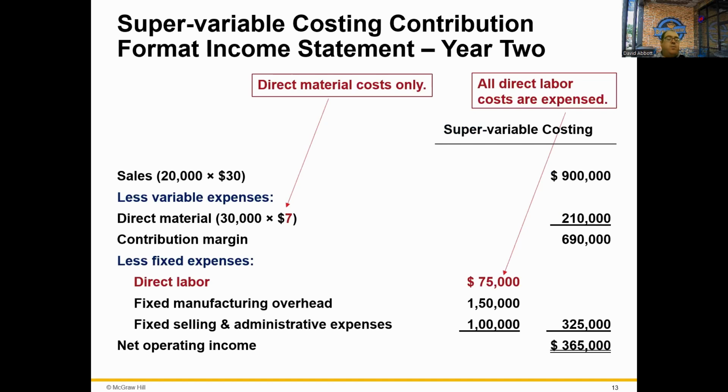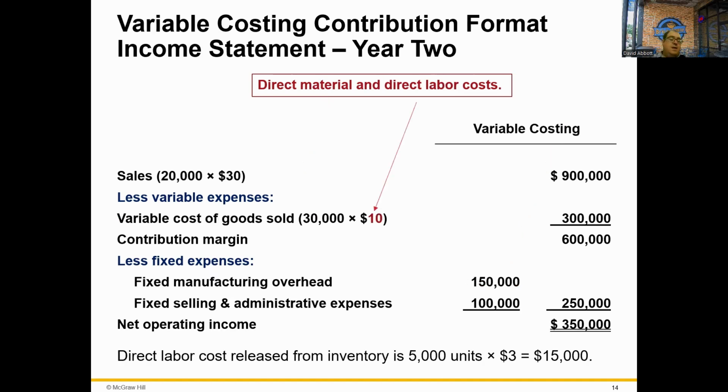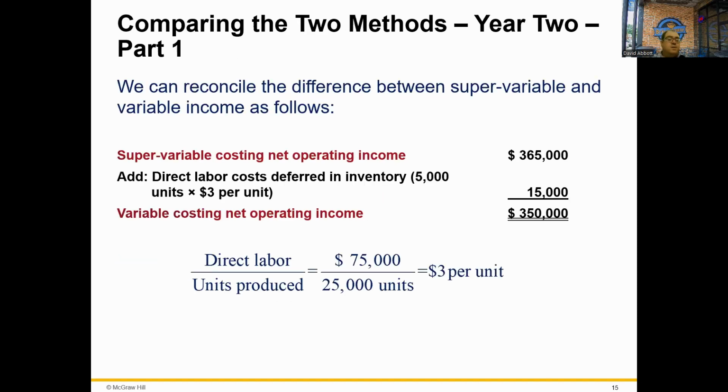For super variable costing, the unit product cost is $7. All 75,000 of direct labor gets expensed within the current period. And so the net operating income would be 365,000. Then in variable costing, the unit product cost is $10. The direct labor cost released from inventory is 15,000. And so the operating income under variable costing is 350,000.